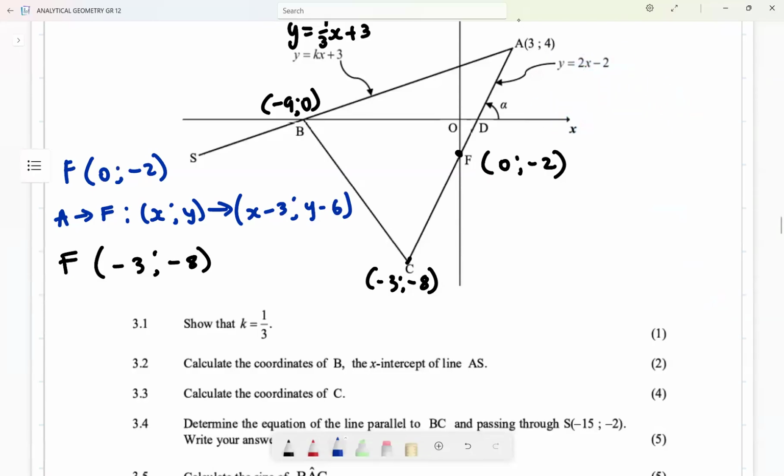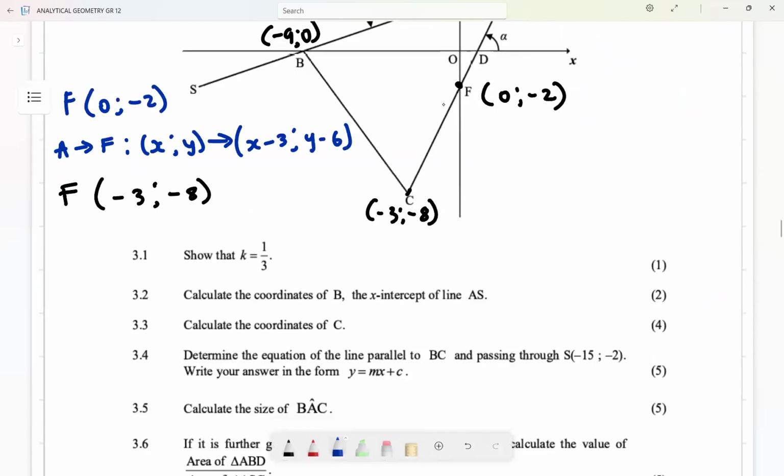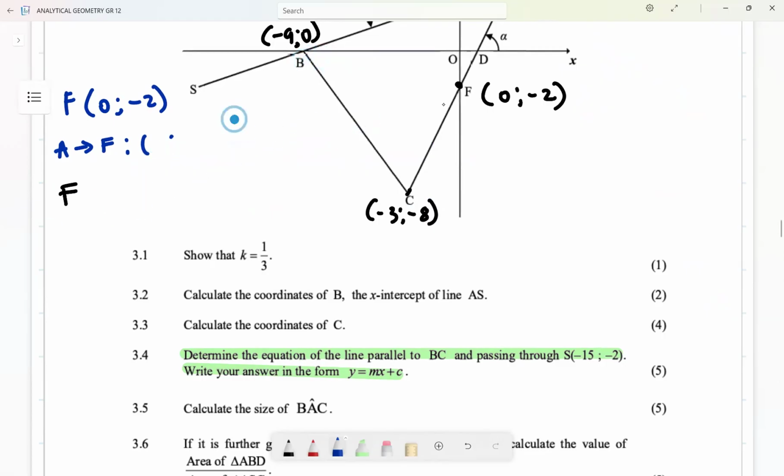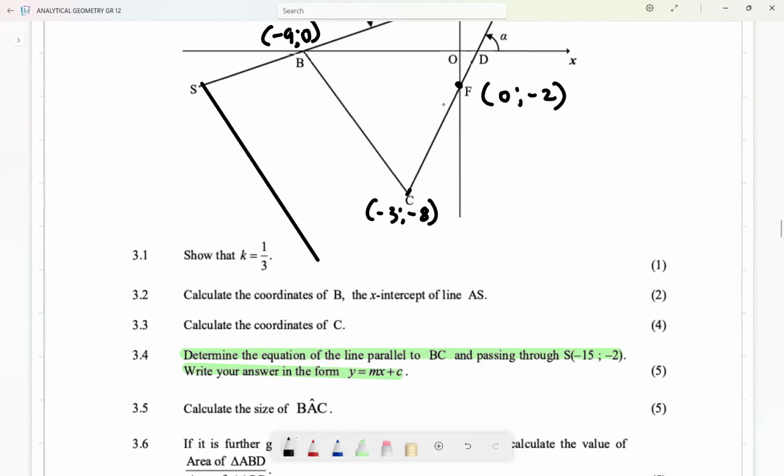And then calculate. Determine the equation of the line parallel to BC and passing through this point S. So that particular line they are talking about is parallel to BC, but it also passes through point S. They want me to find the equation of this line, basically.